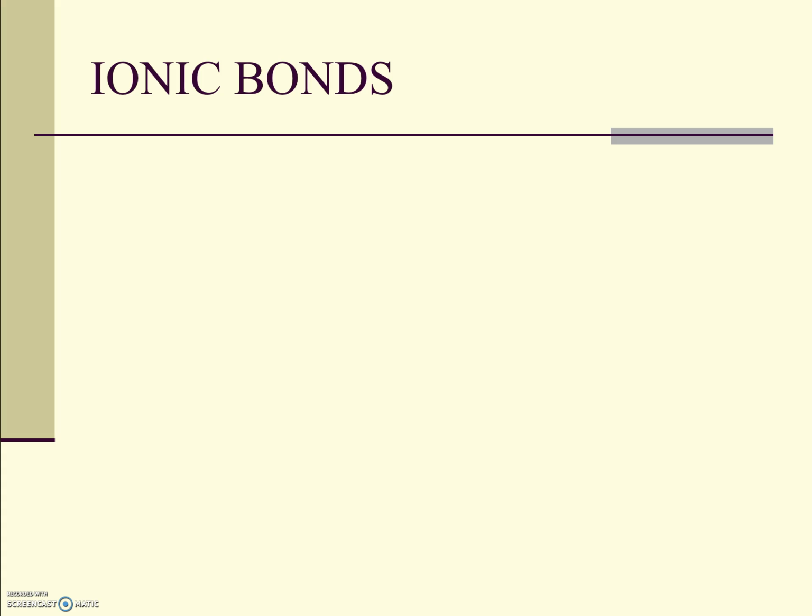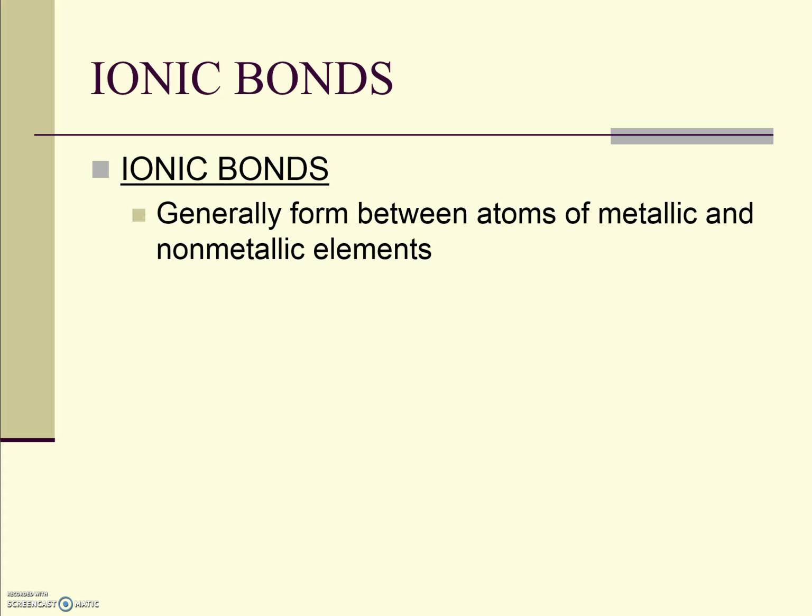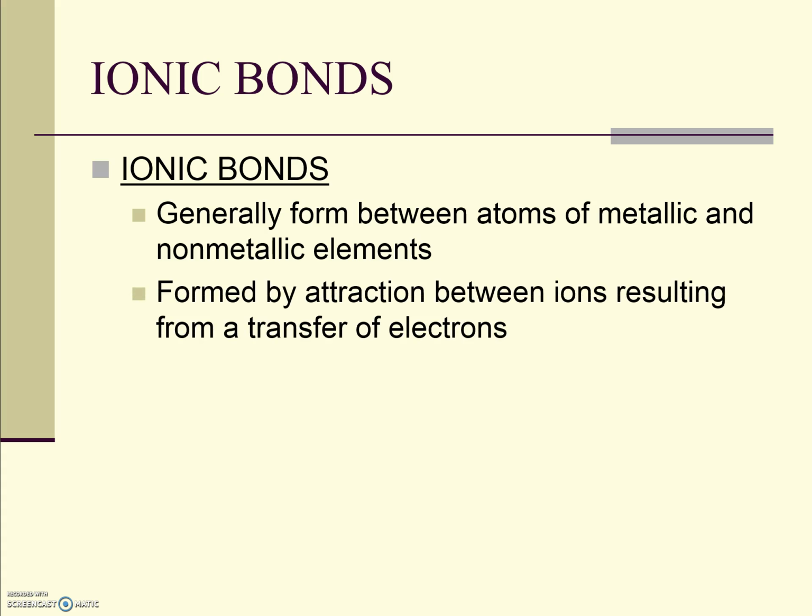So our first type of bond is called an ionic bond. Ionic bonds generally form between atoms of metallic and non-metallic elements. So these are our elements on the left side and our elements on the right side of the periodic table bonding together. They're formed by the attraction between ions resulting from a transfer of electrons. If we think of our very traditional example of sodium chloride, we know that Na wants to become +1. We know that Cl wants to become -1. And so Na, who has this extra electron that he doesn't want, hands it over to Cl.